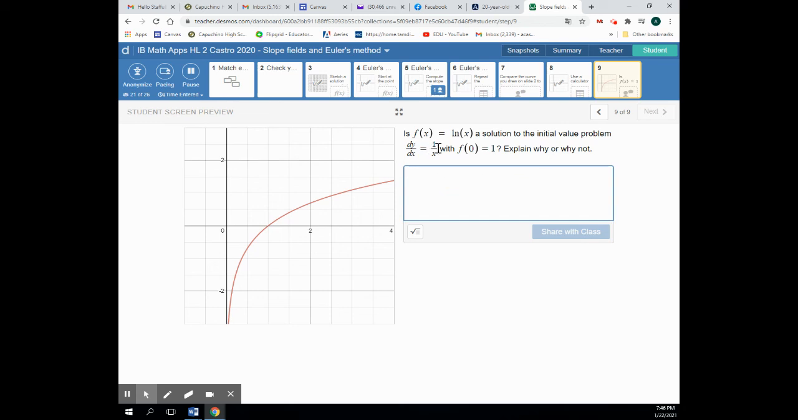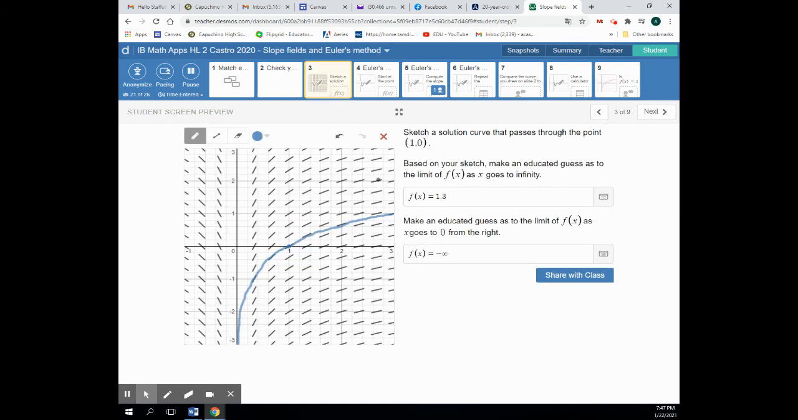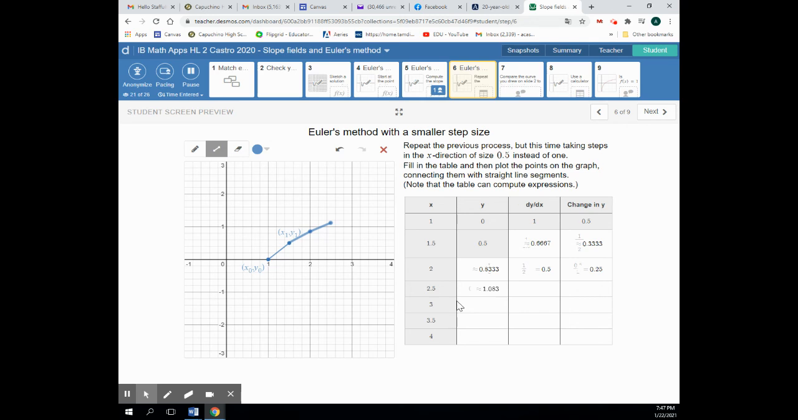I want you to think about the 3 different ways now that we can solve a differential equation. So we can solve algebraically. So solve this algebraically. What happens? We can use a slope field. See what happens. And we can do Euler's method. This is Euler's method. So that's it for your helper video for Desmos.